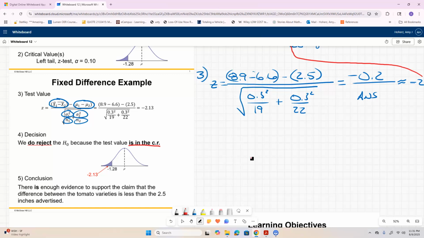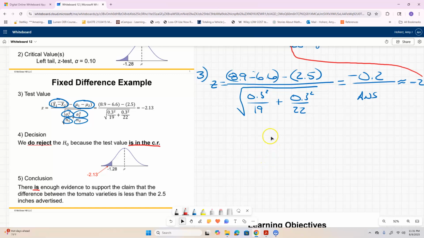There is a statistically significant smaller difference between the two varieties than you would expect just from a random sample difference. So there is enough evidence to support the claim that the difference between the tomato varieties is less than 2.5.